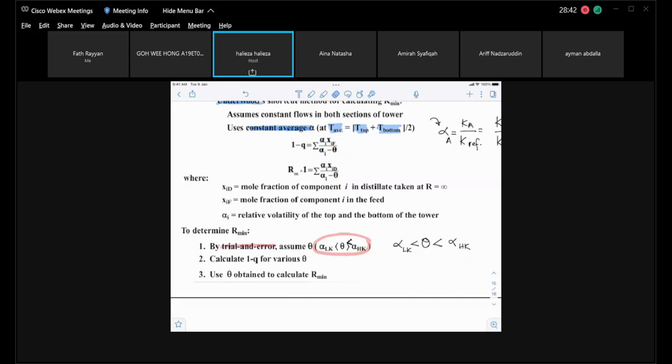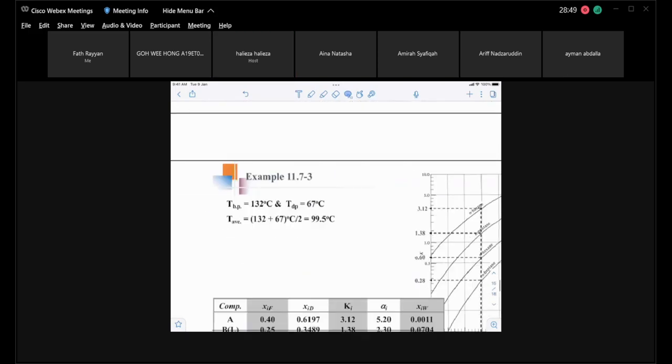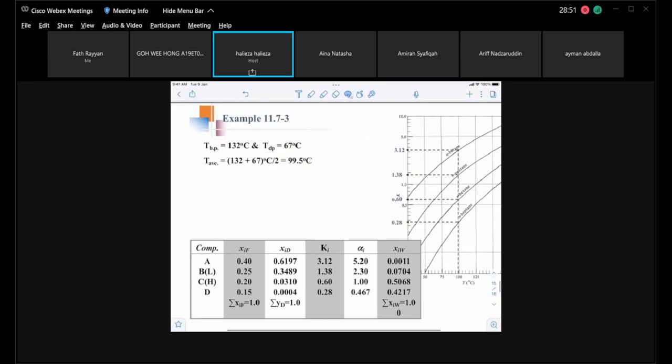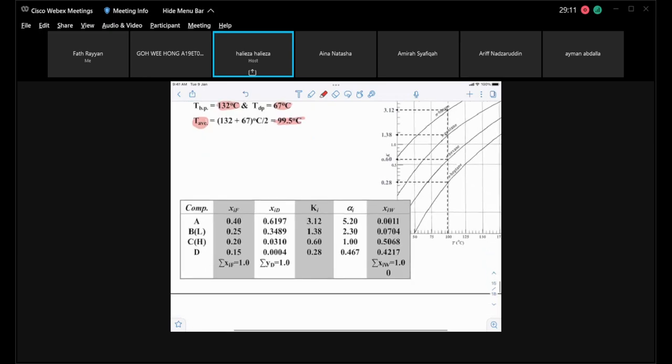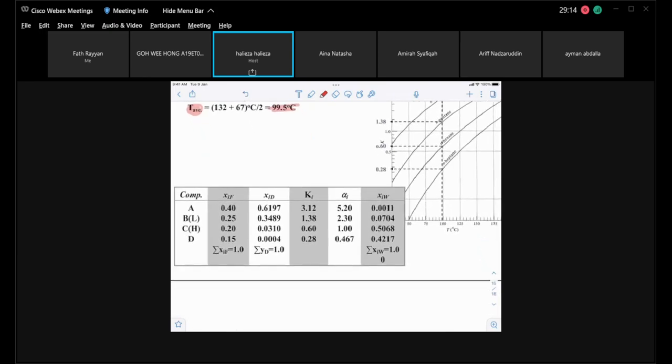Okay, so I'm going to copy first the equation that we need. This is the example just now. We already know that the dew point is 67 from our previous calculation. We already have the boiling point, the actual boiling point. So we get the average temperature, which is the average of these two temperatures, and that happened to be 99.5 degrees C. So you're going to tabulate your components at that temperature.